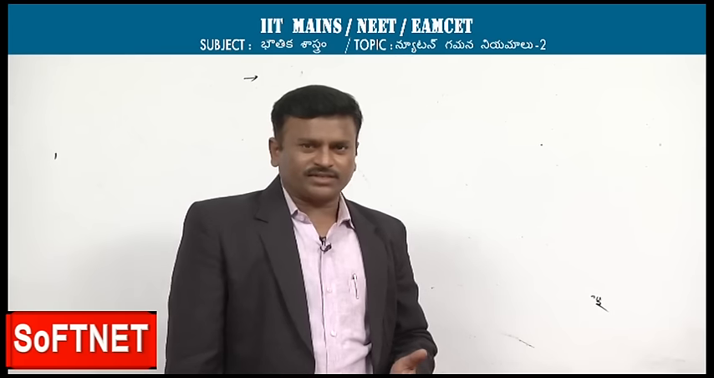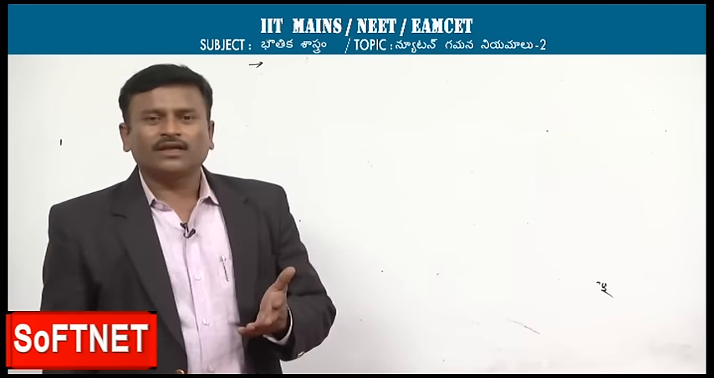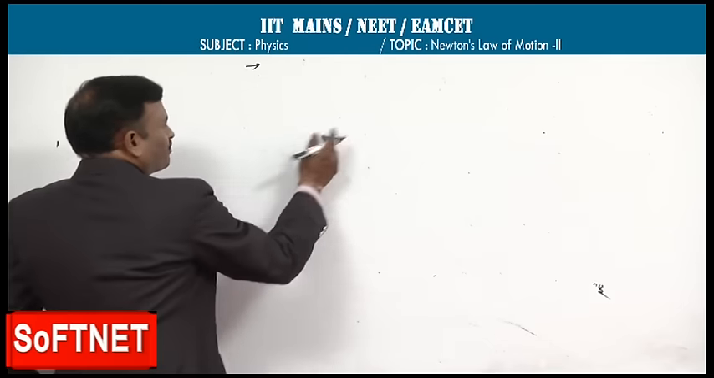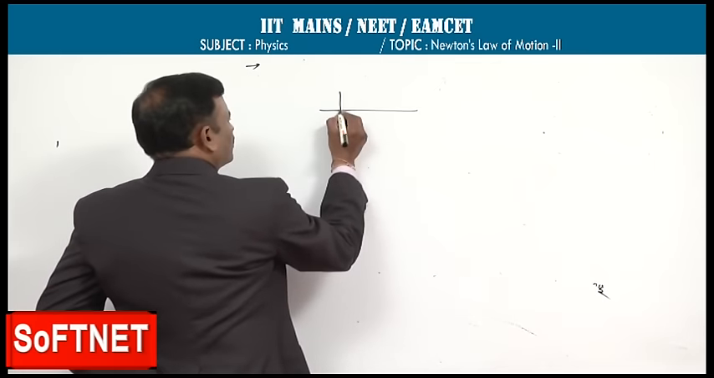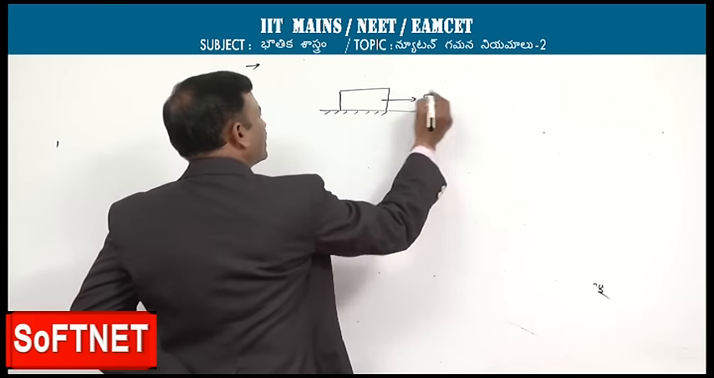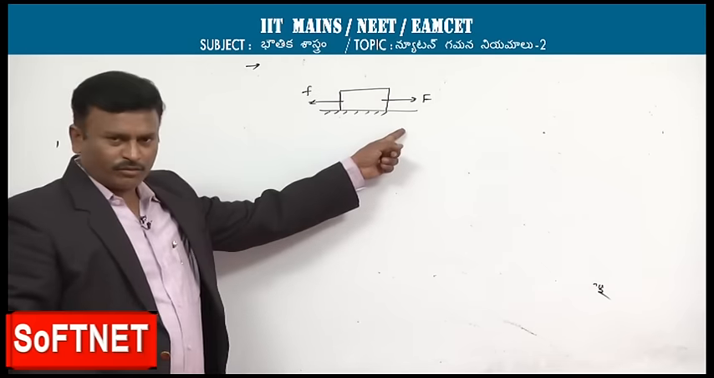Another model in connected bodies, a very important one: so far what we discussed is without friction. If friction is involved in the motion of the bodies, a little bit of change will be there in the equations. Let us see how to calculate. The first simple concept: there is a body, you are applying force F, and frictional force is acting opposed to the applied force.